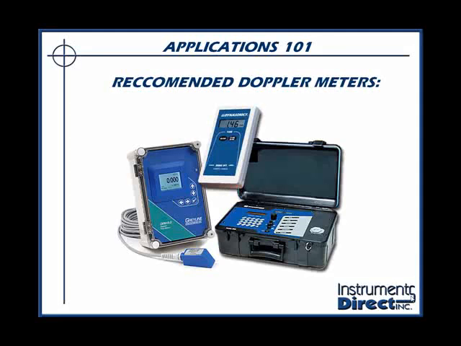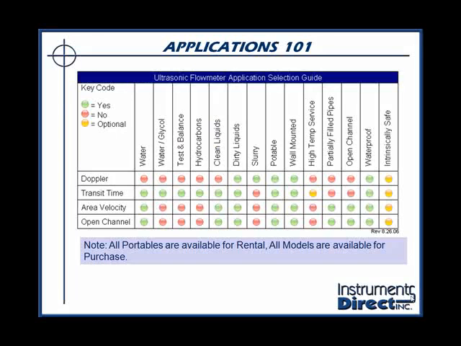Here are some generic examples of ultrasonic Doppler flow meters that come in portable versions, heavy duty, light duty, as well as dedicated wall-mounted units for monitoring process controls and inventory. As you can see from our application guide, Doppler flow meters work best in dirty liquid, slurry applications. They're available as portable, wall-mounted, and for weatherproof enclosures.